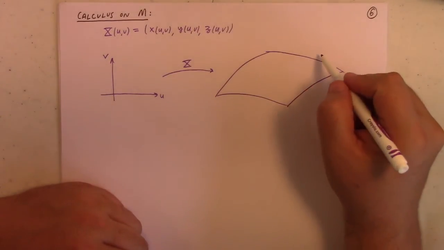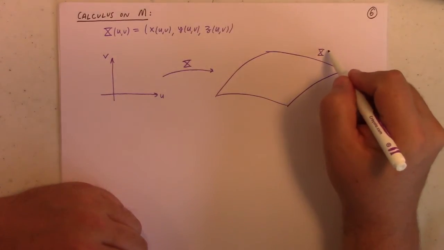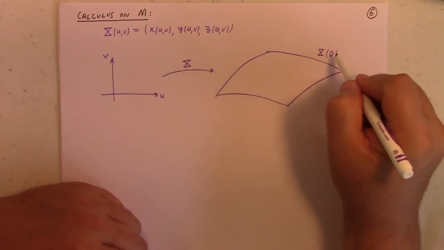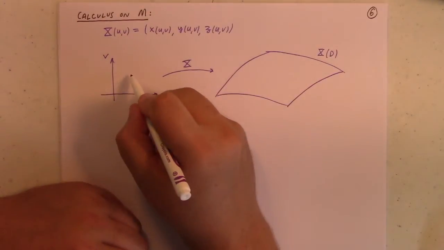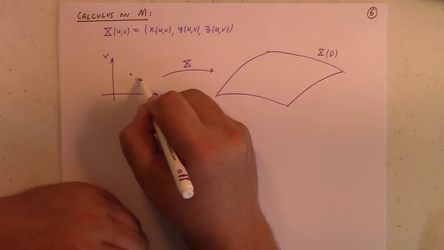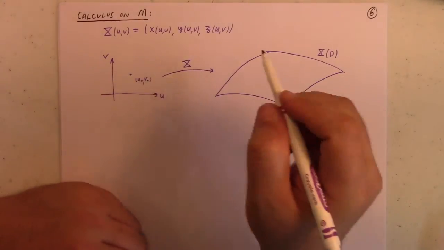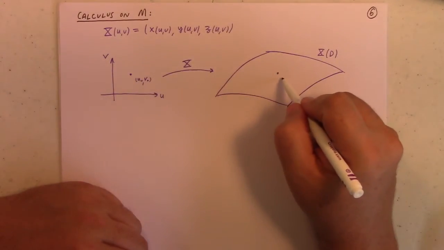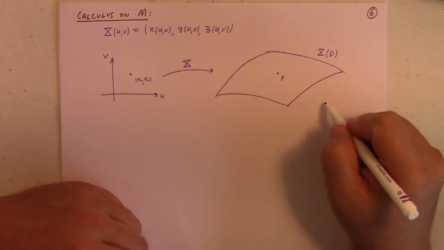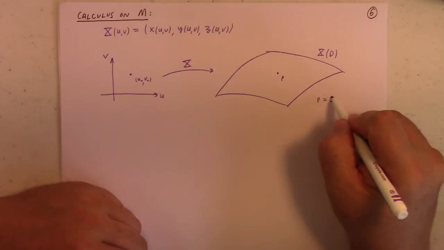And I'll just think about this as being a simple surface just for the sake of discussion, right? Anyway, there's some point here, say u naught v naught, right? That maps you over to some point P, where P is equal to x of u naught v naught.